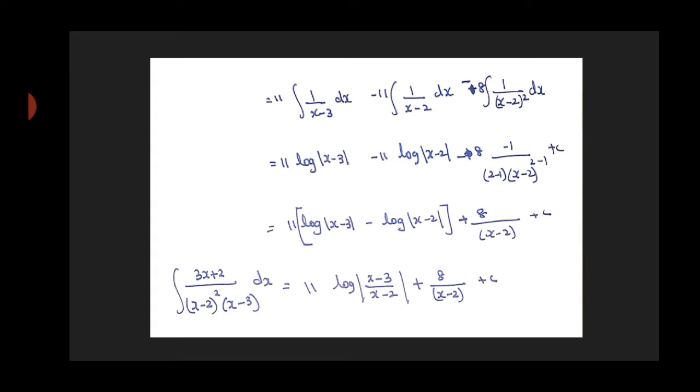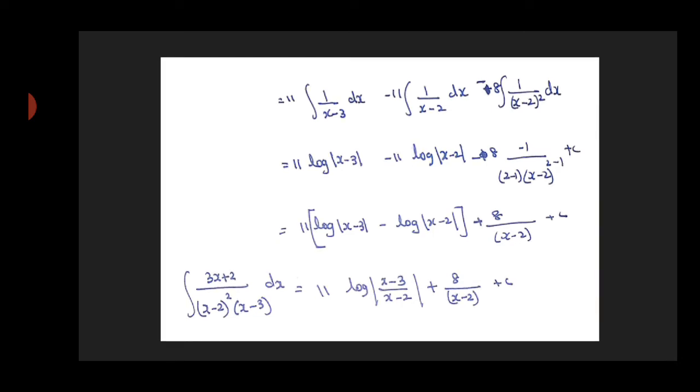While you take the integral, you take the numeric constants outside. So 11 into integral 1 by x minus 3 dx, minus 11 into integral 1 by x minus 2 dx, minus 8 into 1 by (x minus 2) the whole square dx. So 11 into 1 by x minus 3, the whole power is 1. So log of modulus x minus 3, minus 11 into, here also integral 1 by x minus 2, here also the whole power is 1. So log of modulus x minus 2.